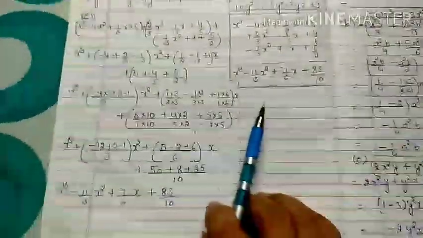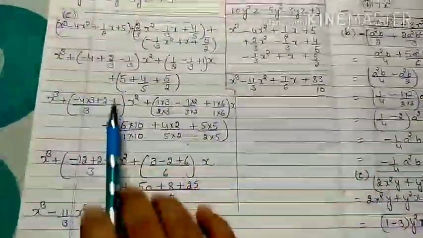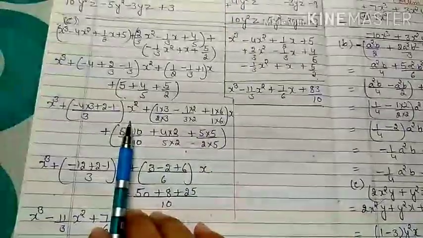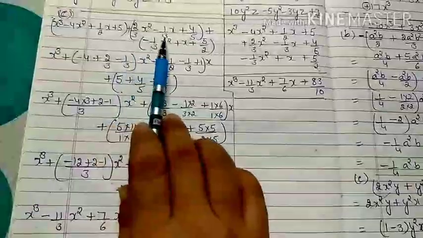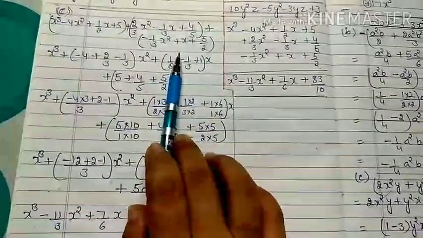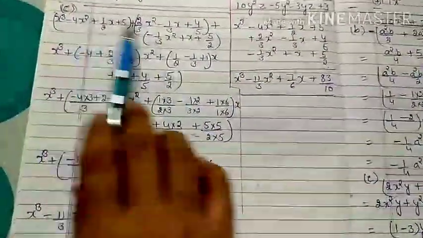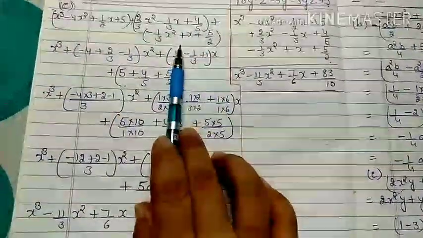Now in the C part of your question, there are three terms. So first term plus second term plus third term. That is polynomial terms: first polynomial plus second polynomial plus third polynomial.